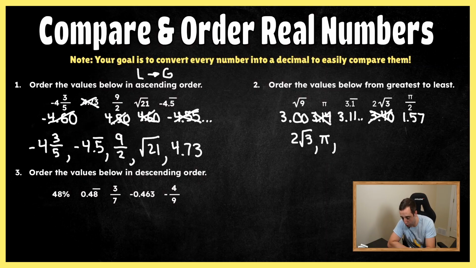After that, we have 3.1 repeating. Then we have 3, which is going to be the square root of 9. And then finally, definitely our smallest one, which was easy to tell because it starts with a 1, whereas all the other ones start with 3, is going to be 1 and 57/100ths, or pi over 2. So let me actually write pi over 2, just because we followed that with all the other ones.